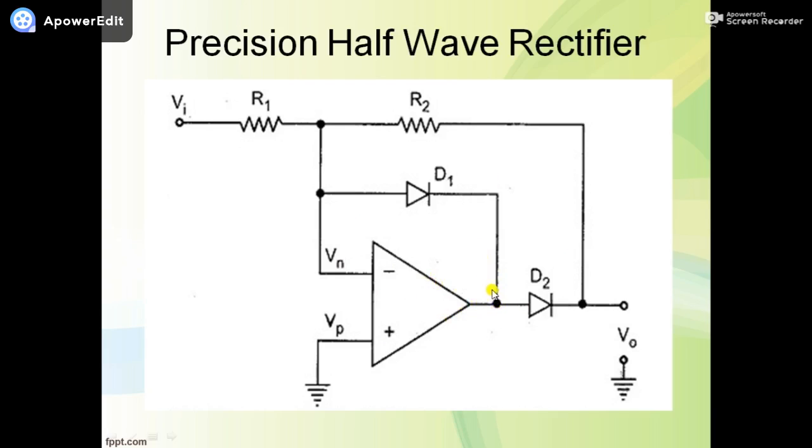The output of op-amp becomes positive signal. Because of this positive signal, the diode D1 becomes reverse biased condition. So there is no path for the feedback circuit because it is an open switch, and the diode D2 becomes forward biased condition. When D2 becomes forward biased, whatever the output of the op-amp, that is positive signal, so you will get V0 is equal to positive signal. Okay, so this is the operation of the precision half wave rectifier circuit.